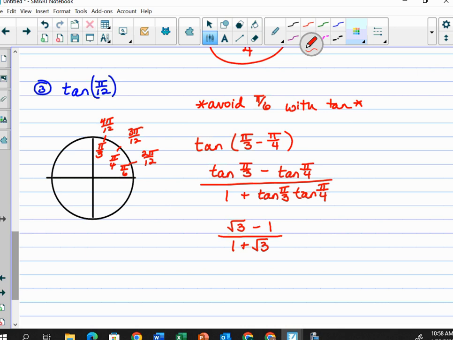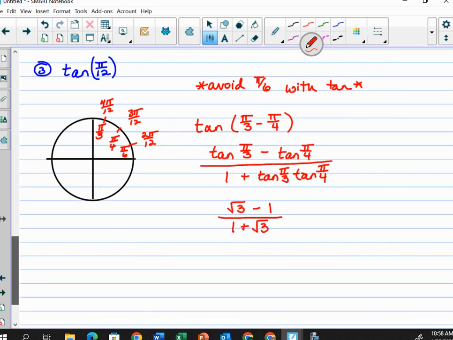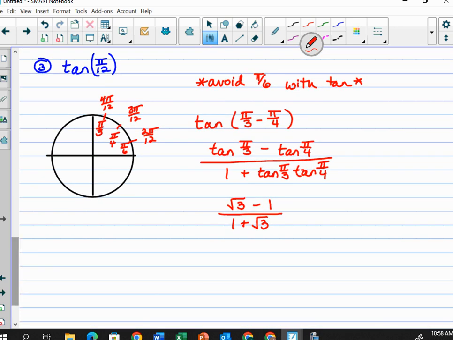Do you think I can leave it like this? No, I have a radical in the denominator. So I'm going to rationalize this. We are going to multiply by what's called the conjugate of the denominator. It is 1 minus root 3. You are taking numerator and denominator times that, so you're not changing the value of anything. That's just a fancy way of writing 1.